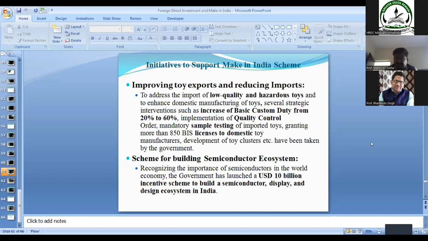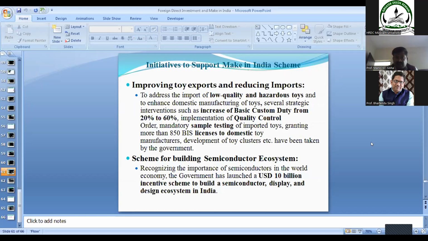For improving toy exports and reducing imports, the Government of India has increased the import customs duty from 20% to 60%, and also introduced quality control and sample testing of imported toys. Due to this, import of toys reduced significantly, and export from India has increased.